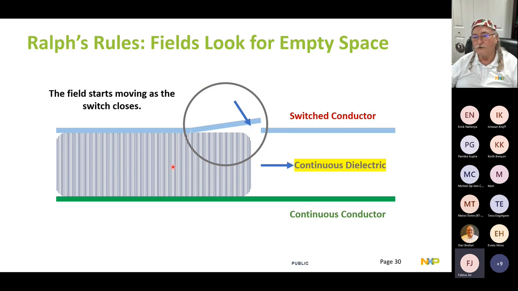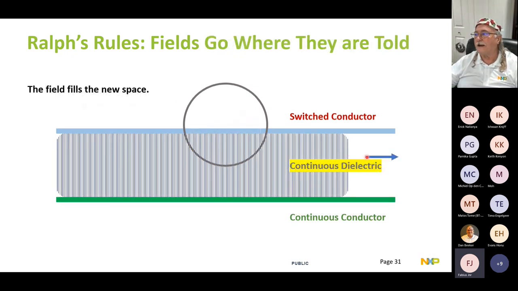That's important to note. It doesn't have any idea what's at the other end. It moves from the left to the right, just like water through a garden hose. When you turn on the faucet and the water starts to flow, it doesn't jump to the other end of the hose. It takes time for that water to move. The same thing is true for the electromagnetic field. It sees this new space and starts to move into it. And it goes until it hits the other end.